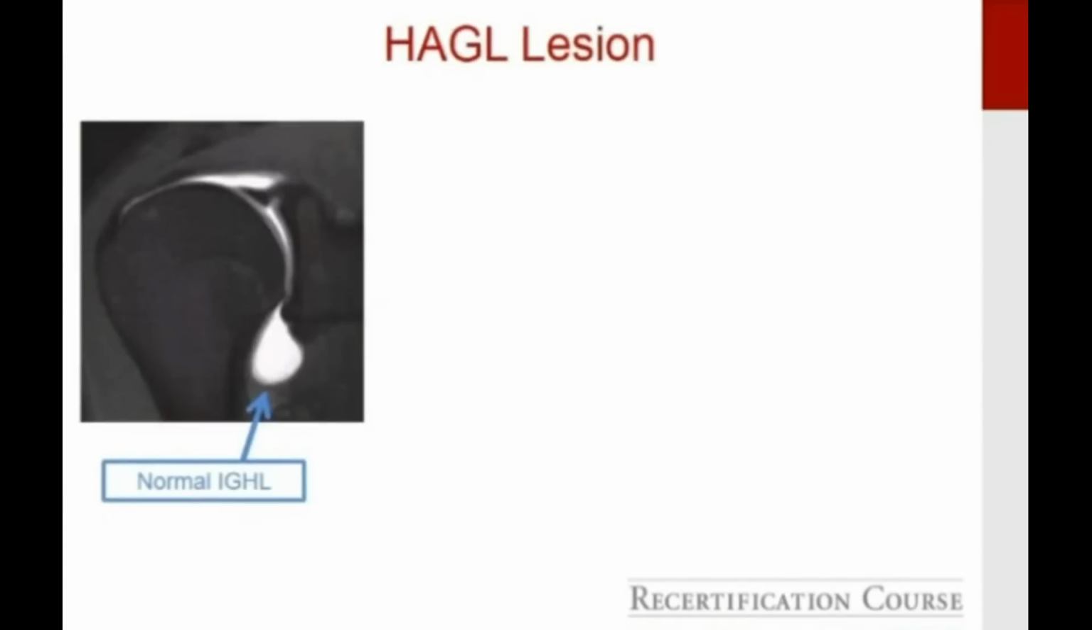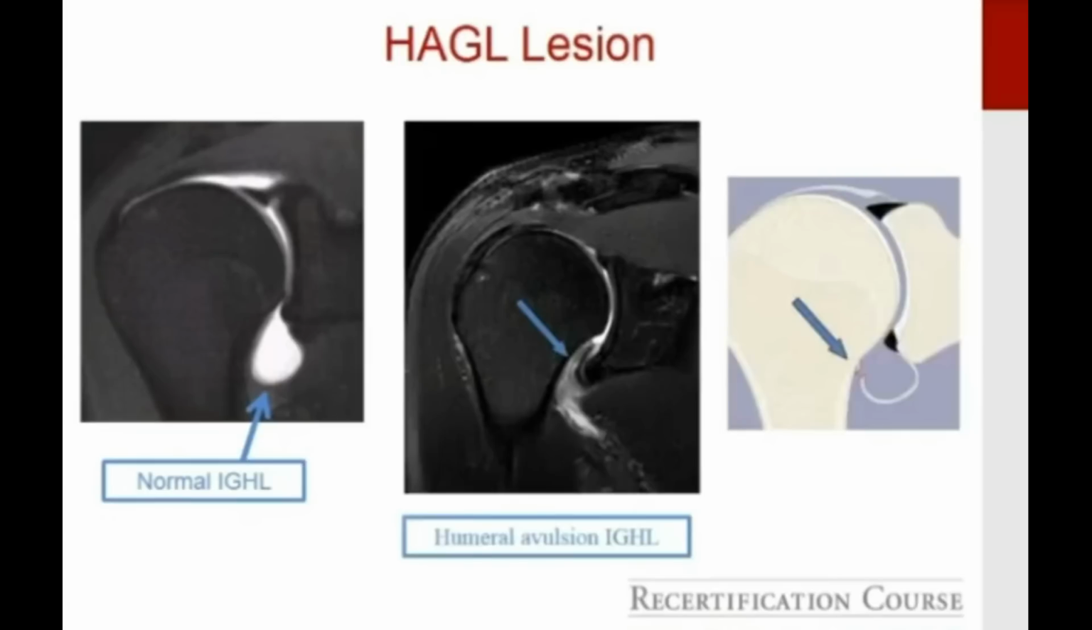Okay, the HAGL lesion is an acronym for humeral avulsion of the glenohumeral ligament. The normal anterior band of the inferior glenohumeral ligament is this thin structure which extends from the inferior aspect of the glenoid over to the humeral neck. Normally, it should be a continuous band-like structure. The middle image here shows a disruption at the humeral attachment site. We can see a complete avulsion of the anterior band of the inferior glenohumeral ligament. We see edema in the surrounding soft tissues, and we see fluid leaking through the defect into the adjacent soft tissues.